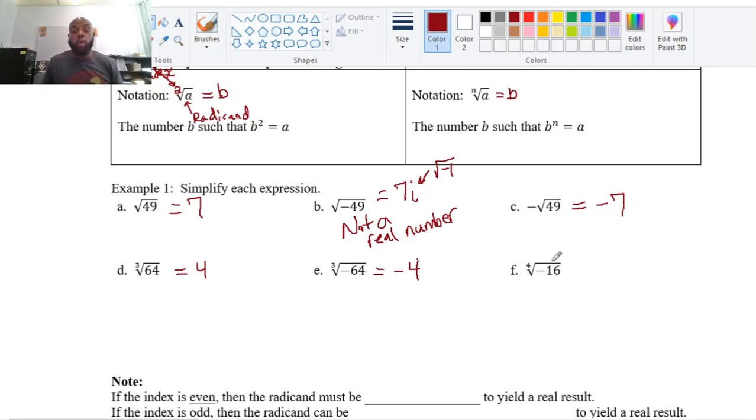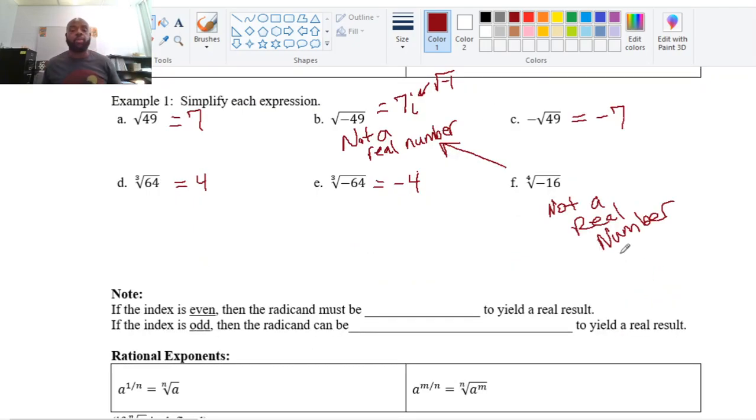For our F, we have a fourth root. Uh-oh, now we're back in the case of having an even index. My index here is 4. And just as was the case with the square root, this is not a real number, because if I multiply a number an even number of times, I'm not going to get a negative result if it is a real number.